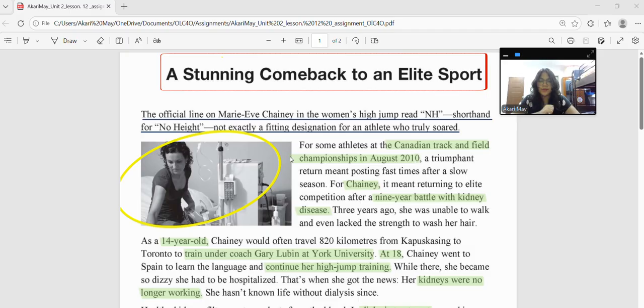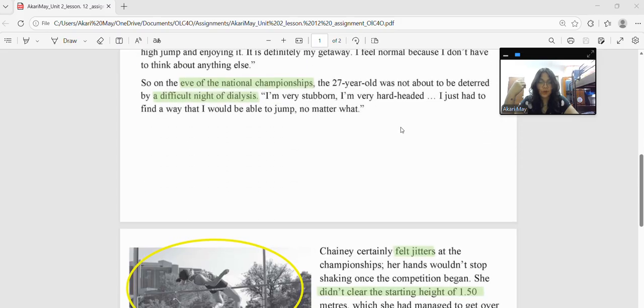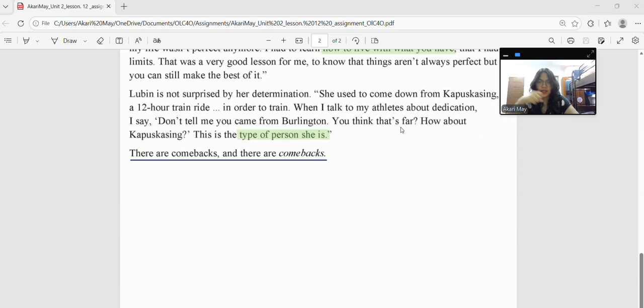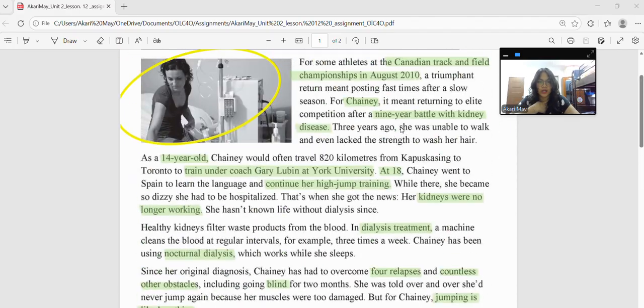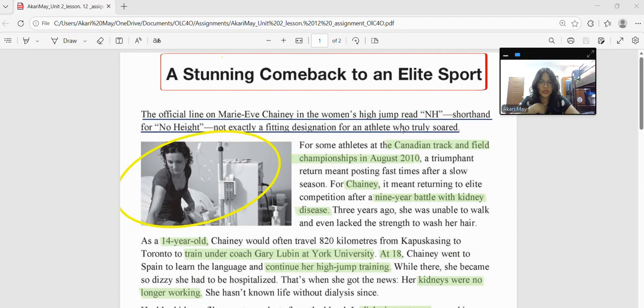So first is to identify the title, subheading, and the pictures. Another strategy is to take out the standing out words or phrases. And another thing is to look at the first sentence and the last sentence. So this is how I use my pre-reading strategy to read the task.